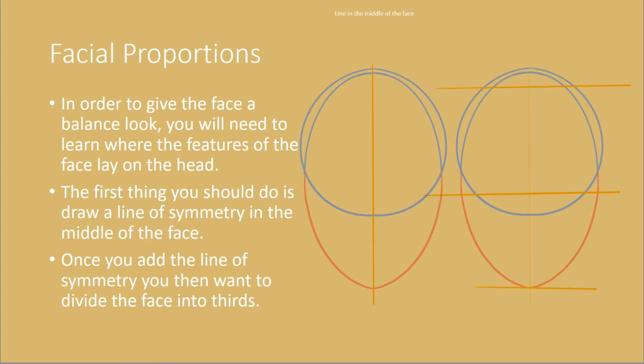So before you go any further with drawing a face, you have to at least have an understanding of facial proportions. And facial proportions help with creating a balanced look for the face, and learning where the features lie on the face. So the first thing you would want to do is draw a line of symmetry in the middle of the face. And then once you add the line of symmetry, you can then divide it into thirds. So the first third will be towards the hairline or closer to the top of the head. The second one will be in the middle of the face, and then the third one will be underneath the chin.